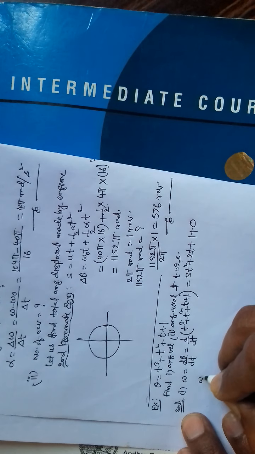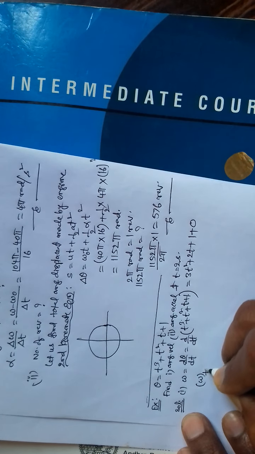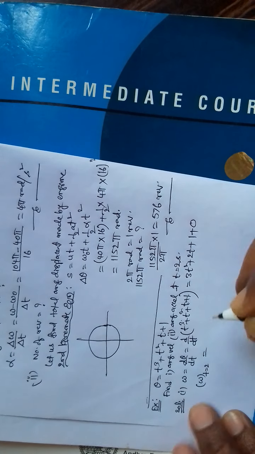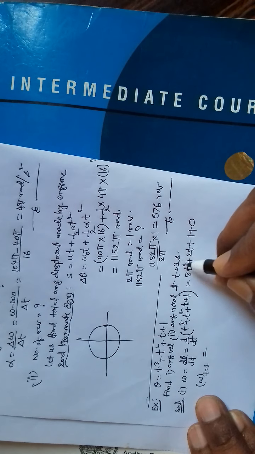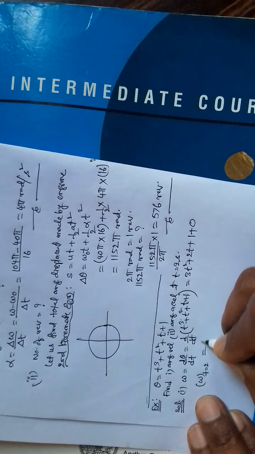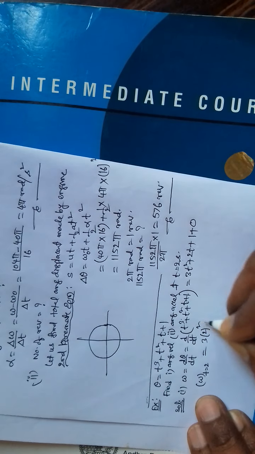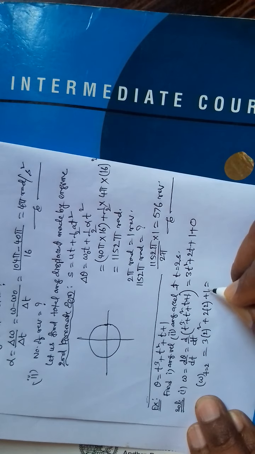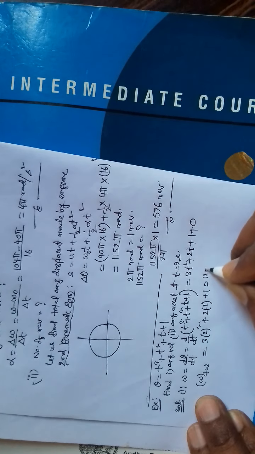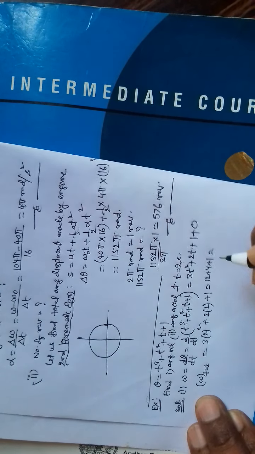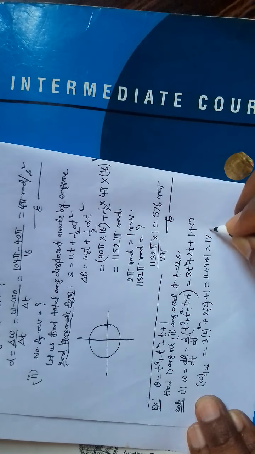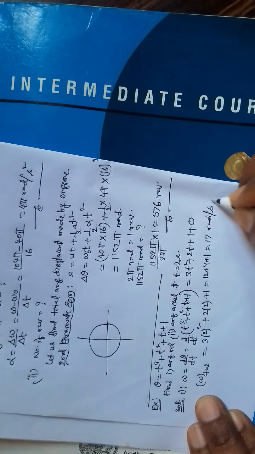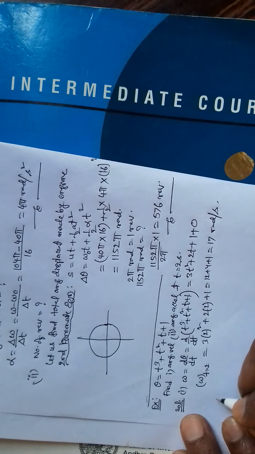See, angular velocity at t is equal to 2 seconds is, substitute in place of t 2. 17 radians per second.